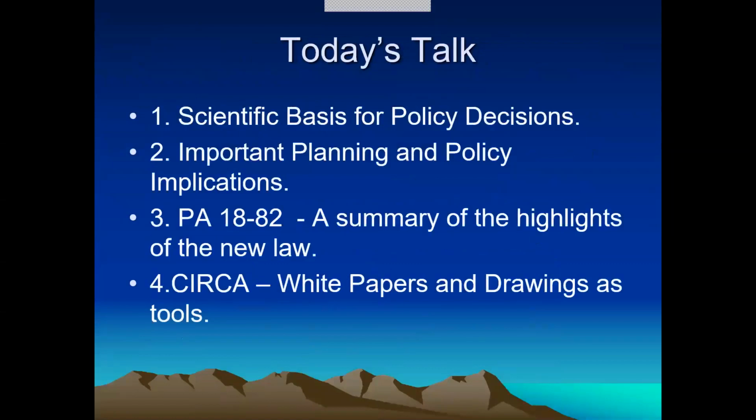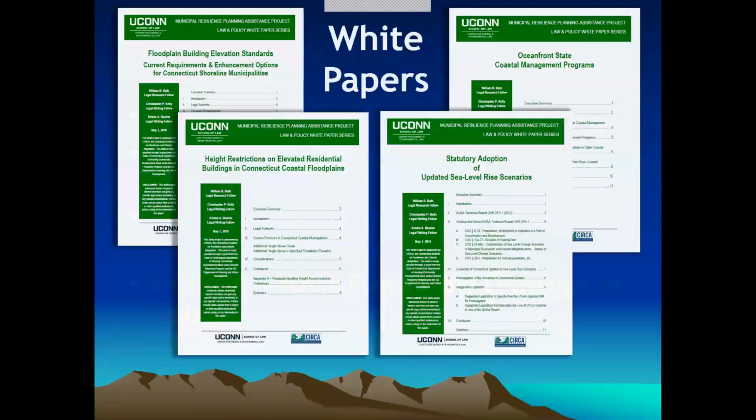So how do we think about this? How do you take this and turn it into something? One piece that I'd like to talk about is that on the CIRCA website are several white papers, depending on who you are or what your interests are. Most of these were generated, again, by the research team that I talked about. Floodplain building elevation standards, a survey of ocean state coastal management programs, the adoption of the sea level rise scenarios and height restrictions. So those are out there, and hopefully we'll be able to expand those over time, even for more.